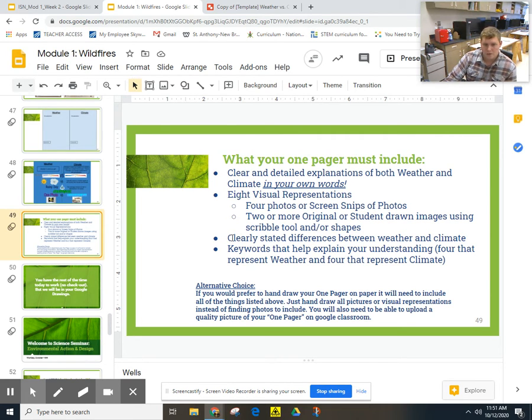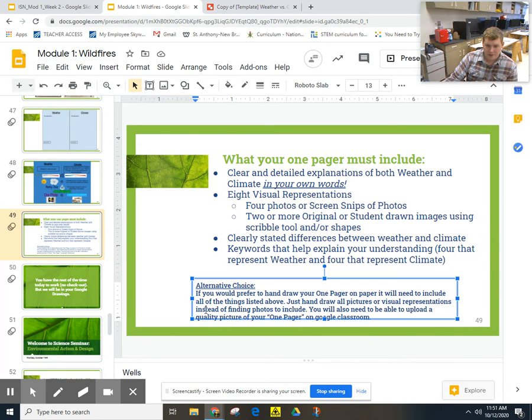You're going to be using Google Drawing today, so I have some tips in a video in your active science notebook that you can look at. You need clearly stated differences between weather and climate. You need keywords that help explain your understanding, that represent weather and that represent climate. So you're going to put keywords, stuff like that.